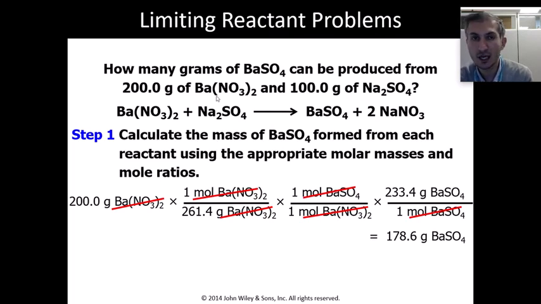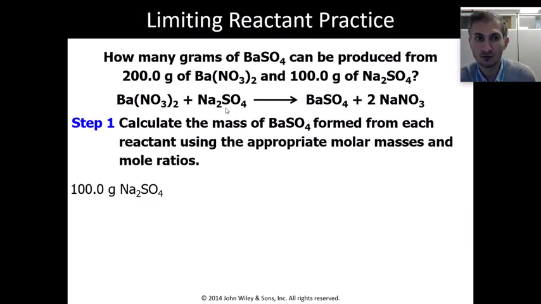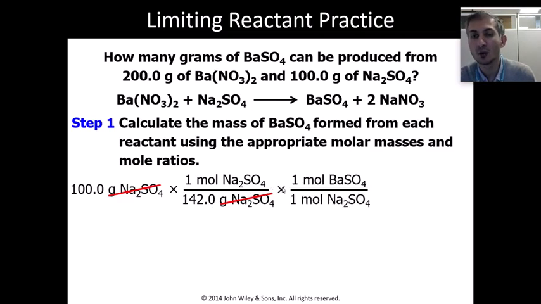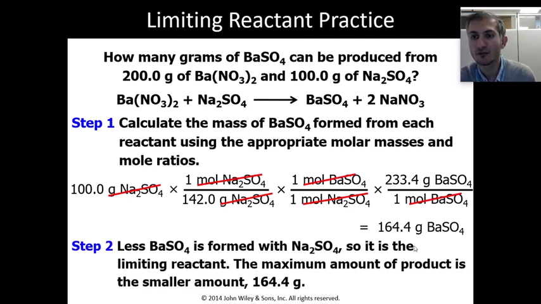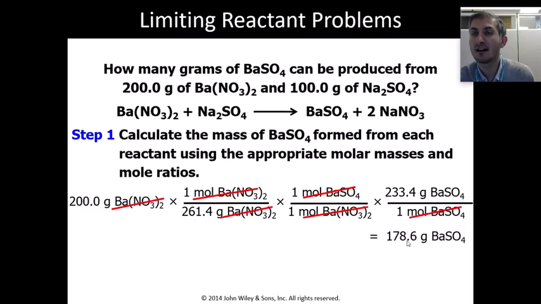We are going to see how many grams of barium sulfate can be produced if we have 100 grams of sodium sulfate. So we solve that one more time. Right now, 100 grams of this. Same strategy here, you just need to calculate molar mass of this compound, convert to moles, look at the mole ratio, here is same again, and we have the molar mass of that. So you will find 164. For the previous one, we have 178.